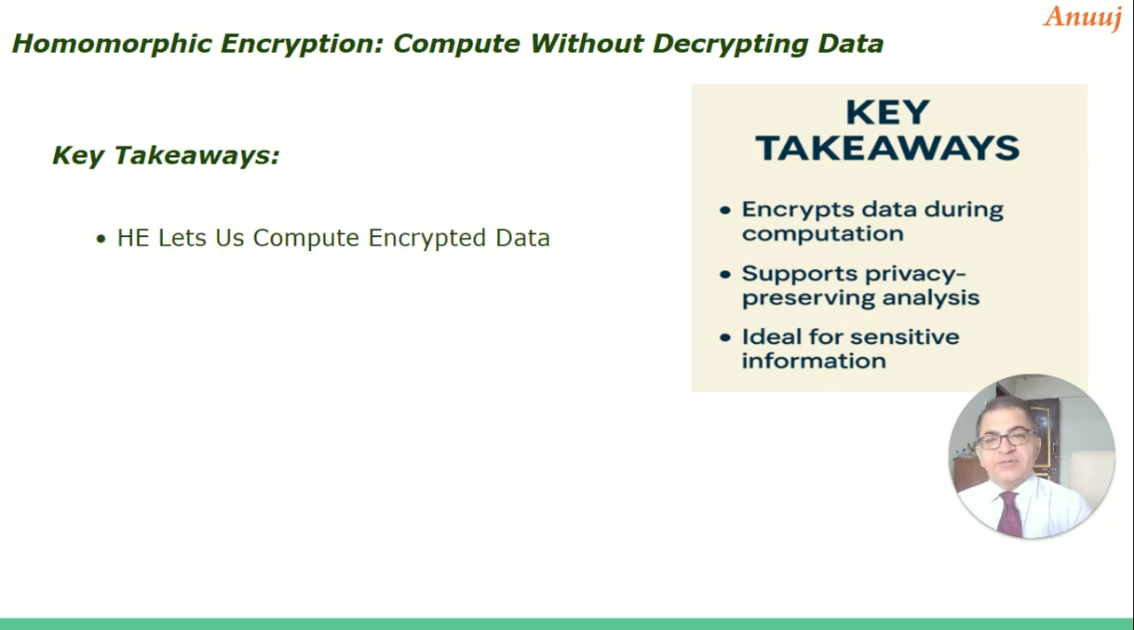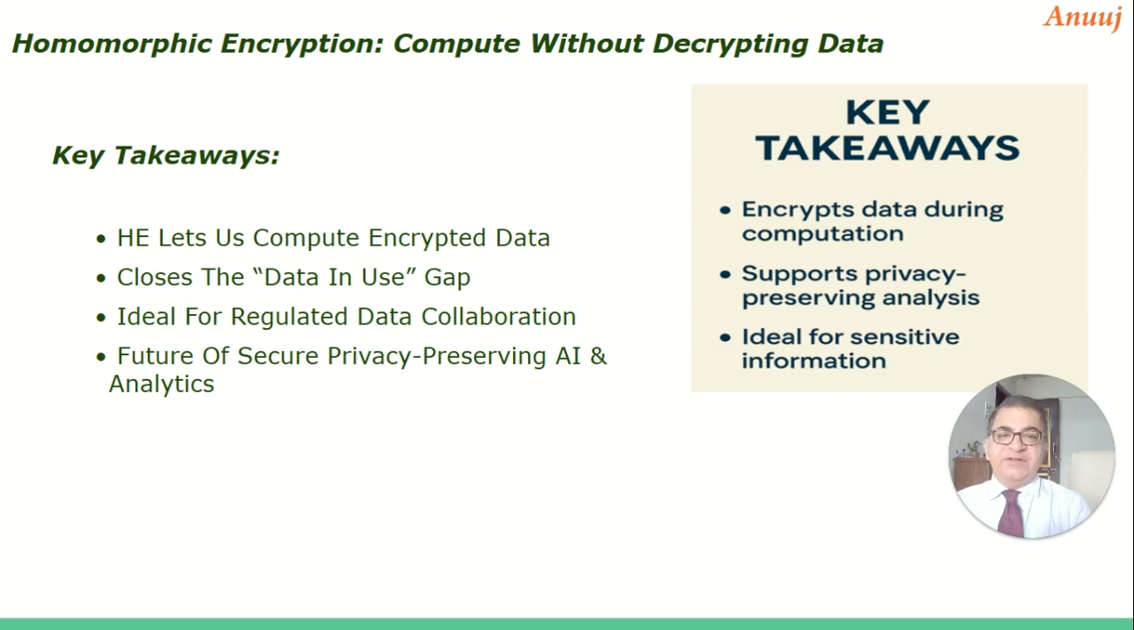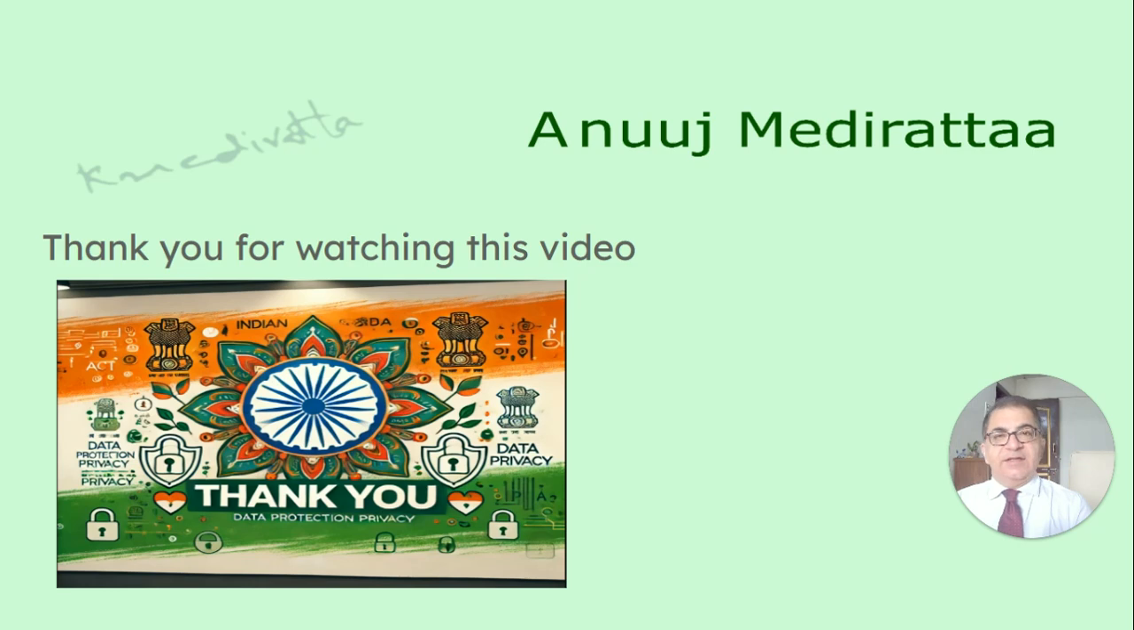So homomorphic encryption lets us compute on encrypted data, closes the data in use gap, right? No decryption. It's ideal for regulated data collaboration in the future of secure, privacy preserving AI and analytics. These are the key takeaways, key benefits of homomorphic encryption that you can see when you apply it to encrypted data. So, no exposure to real data, analyze the encrypted data and get the inference or the reports.